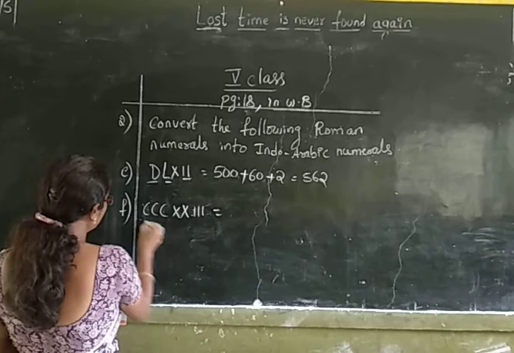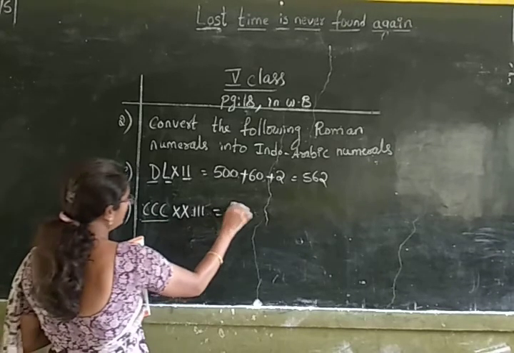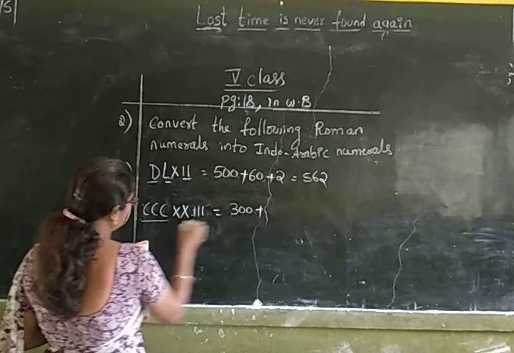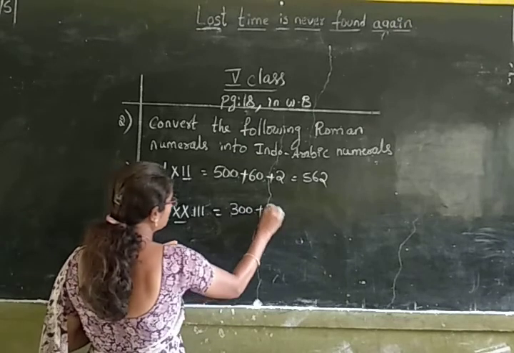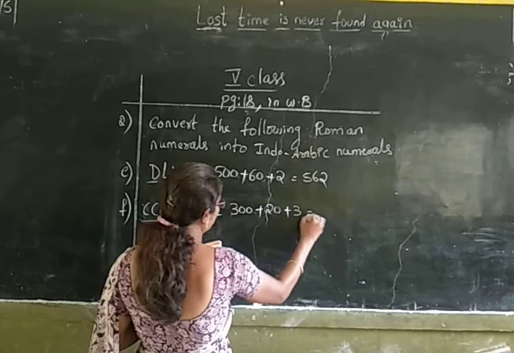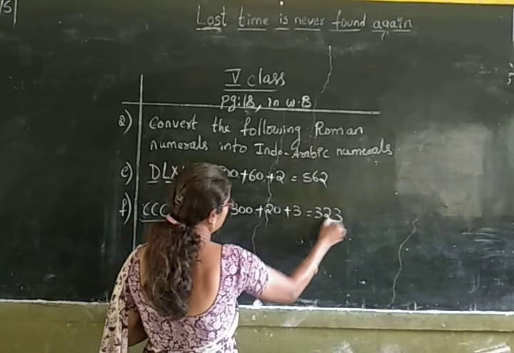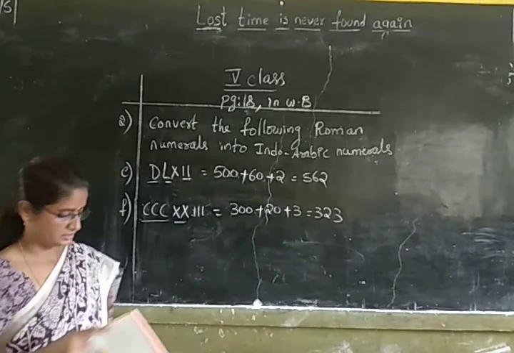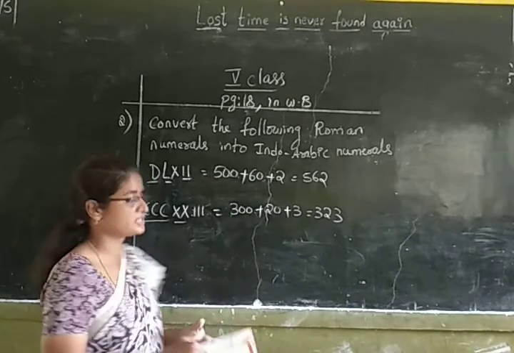CCCXXII. Here CCC means how much? 300. Plus XX means how much? 20. II means how much? 2. So it is 323. So here I have explained to you 6 sums.